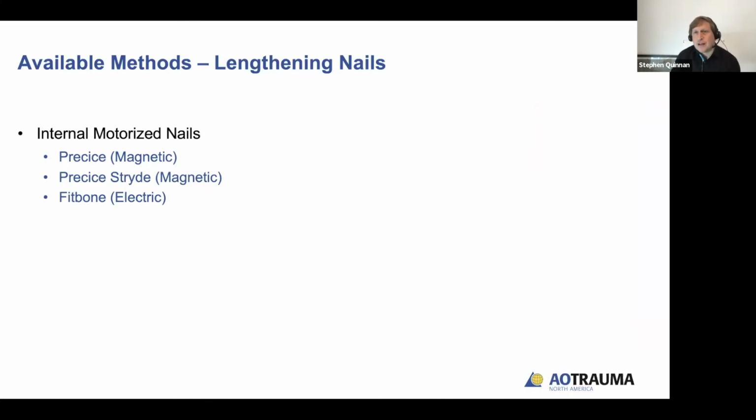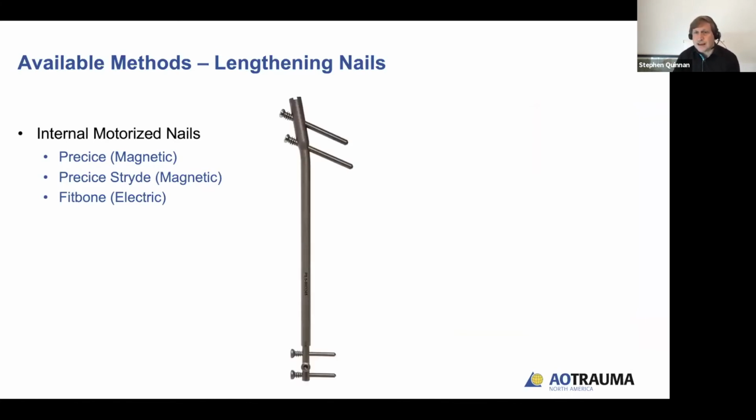Well, now we have available, and we've really had some version available since about 2012, widely in the US, motorized nails. And at present, there's really three options. One is the Precice nail, and there are different forms for the femur and tibia. And it's a telescopic nail that's motored by a magnet and an external controller called an actuator. This can be very effective, and it's shown to significantly decrease the complications of lengthening of all limb segments when it's an option, but especially for the femurs. So for straight lengthenings, this is a wonderful development.